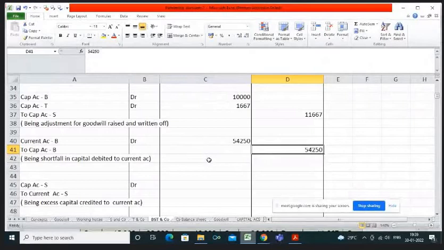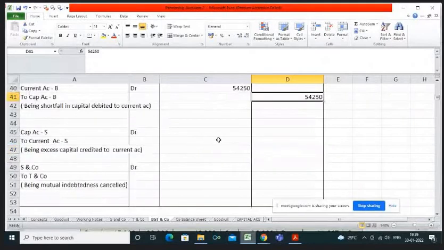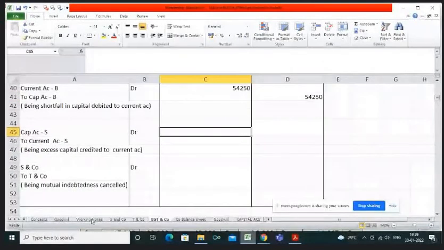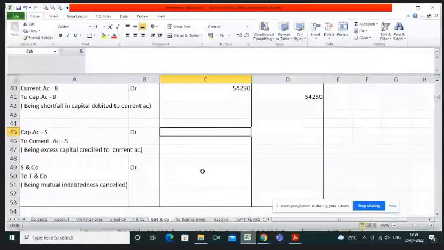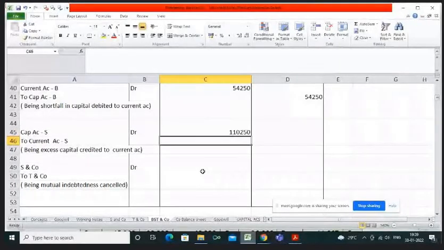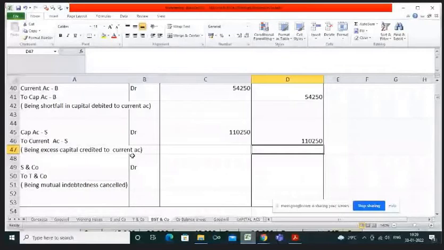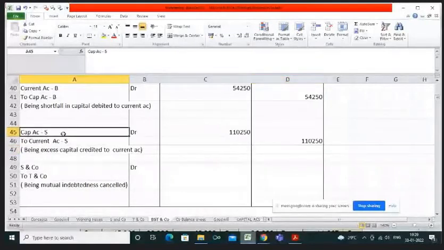Then in the case of S, what should be done is the capital account should be debited and the current account should be credited by 1,10,250. Here it is the reverse case: capital is debited, current account is credited, because he has excess capital.